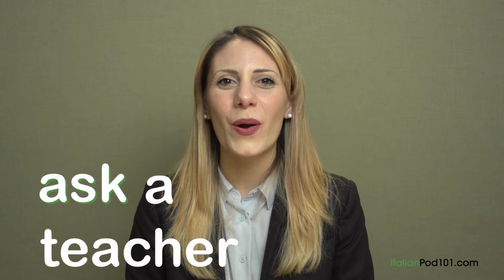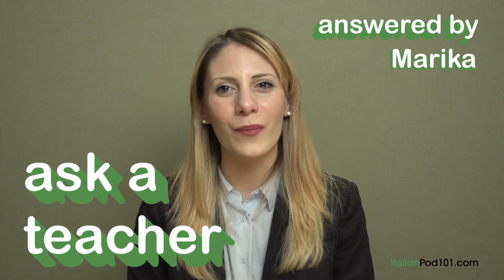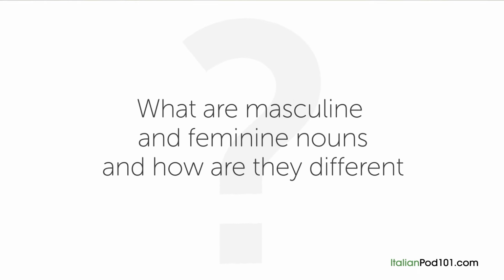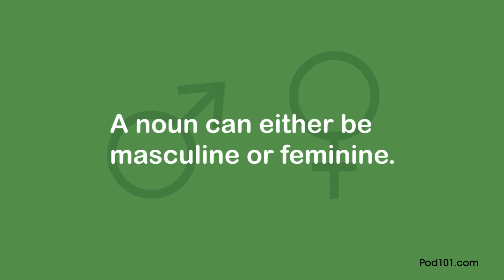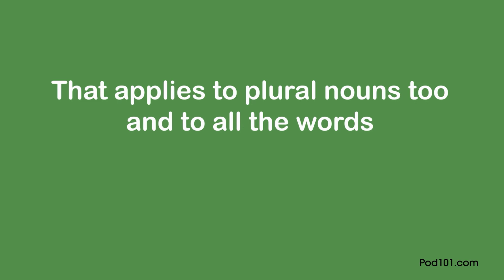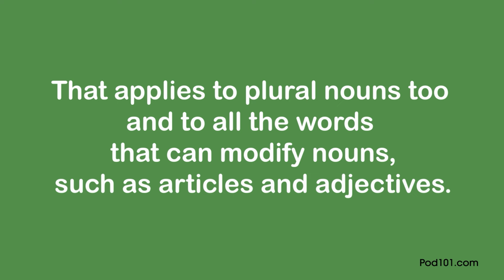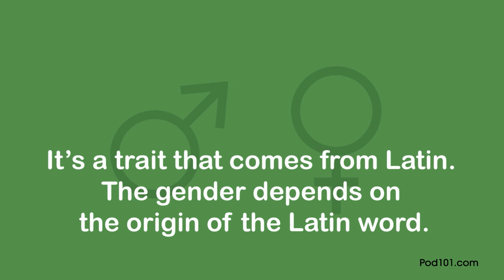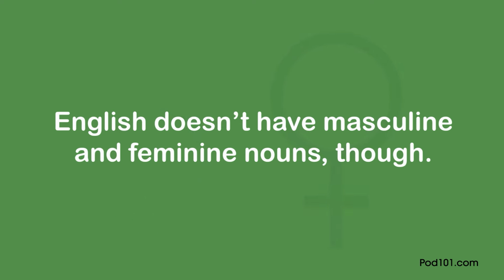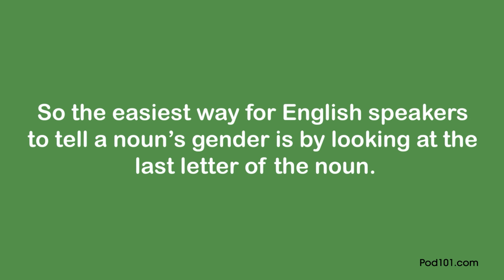Hi everybody, Marika here. Welcome to Ask a Teacher, where I'll answer some of your most common Italian questions. The question for this lesson is, what are masculine and feminine nouns and how are they different? In Italian, all nouns have a gender. A noun can either be masculine or feminine. That applies to plural nouns too and to all the words that can modify nouns, such as articles and adjectives. Other Romance languages have a similar system of masculine and feminine nouns. It's a trait that comes from Latin. The gender depends on the origin of the Latin word. English doesn't have masculine and feminine nouns though. So the easiest way for English speakers to tell a noun's gender is by looking at the last letter of the noun.